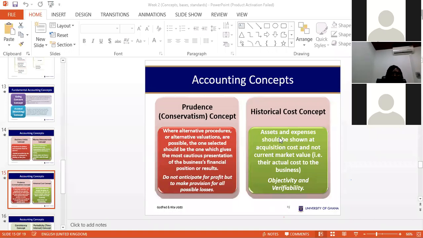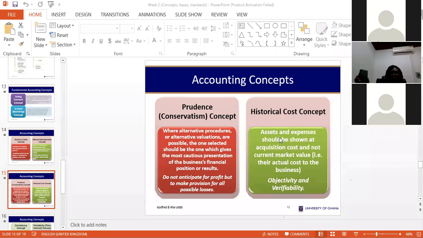Why am I saying it is the most objective means? Because when you bought that laptop, you were given a receipt. And that receipt is what we use to record in our books that on this day, this company bought a laptop. Yes, there are other ways we can record assets and expenses, but because we are also assuming that the business is a going concern, meaning the business will continue and will never stop.